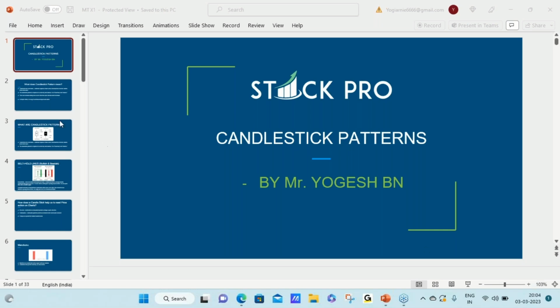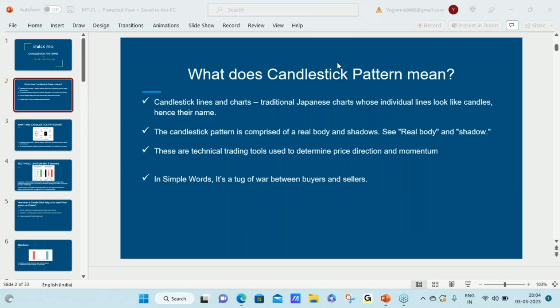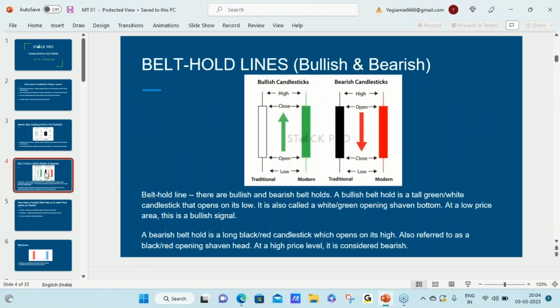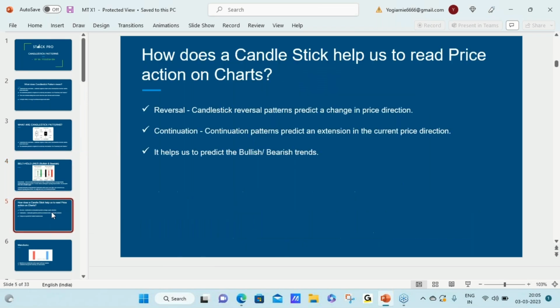So let's start to revise these candlestick patterns. What does candlestick pattern, in a simple definition, mean? It is a tug of war between buyers and sellers. What is the information that we get from the candlestick? Open, high, low, close, right? Difference between high to low is the length of the candle, and the difference between the open and close is the real body, right? So what are the types of candlestick patterns we have?